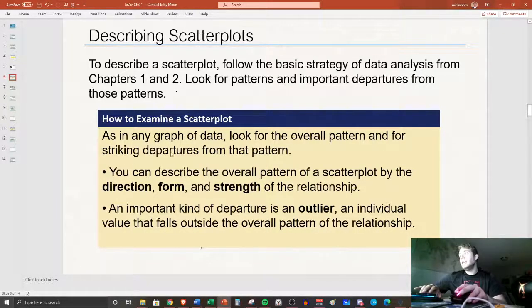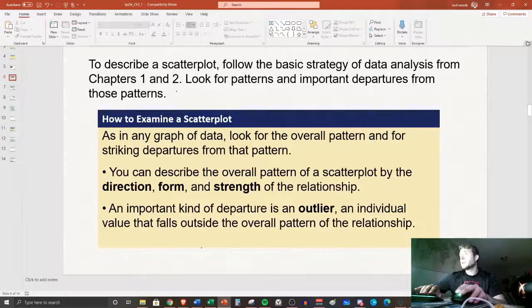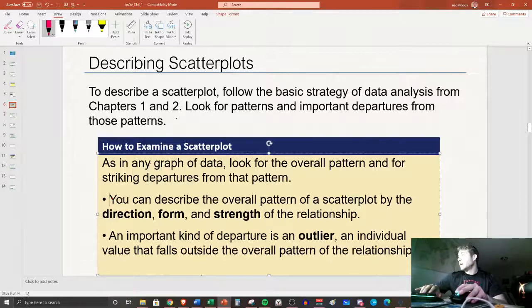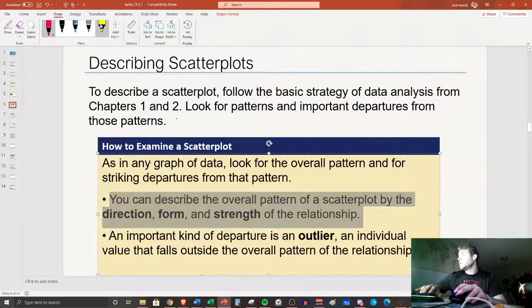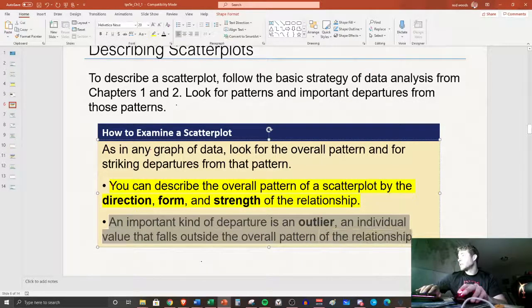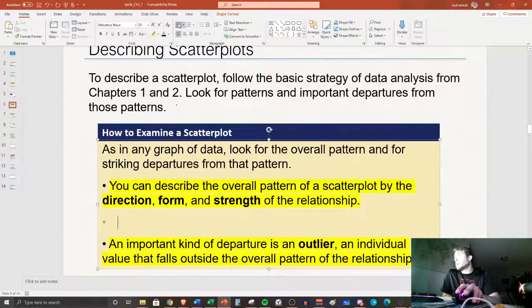In any set of data for this, okay, I need to turn off the draw tool. Let's go home here. So this is the major. We're going to write these two bullet points, and we know what an outlier is, of course. You can describe the overall pattern of a scatter plot by the direction, form, and strength of the relationship. Okay. I'm going to add some bullet points in here.